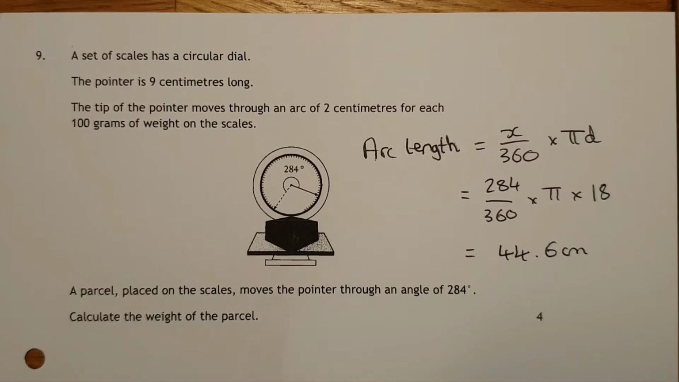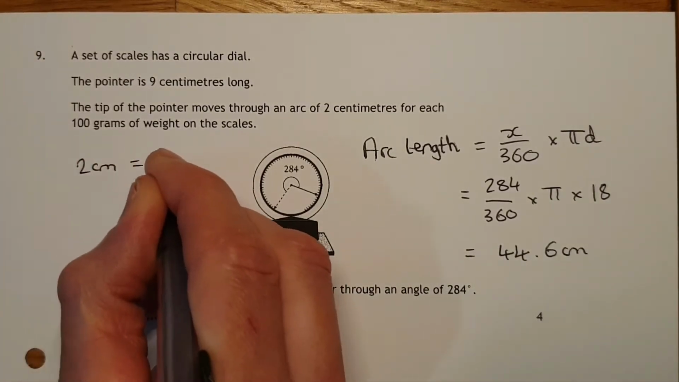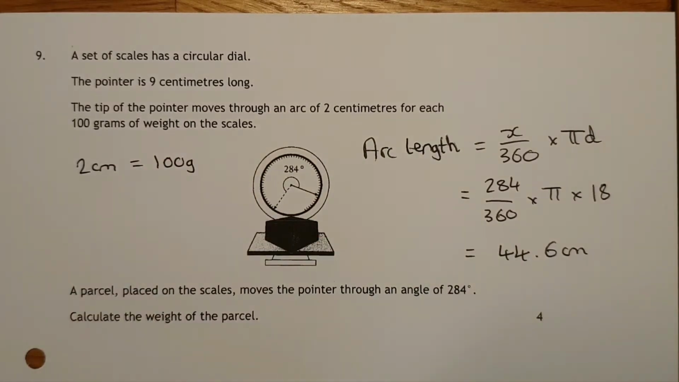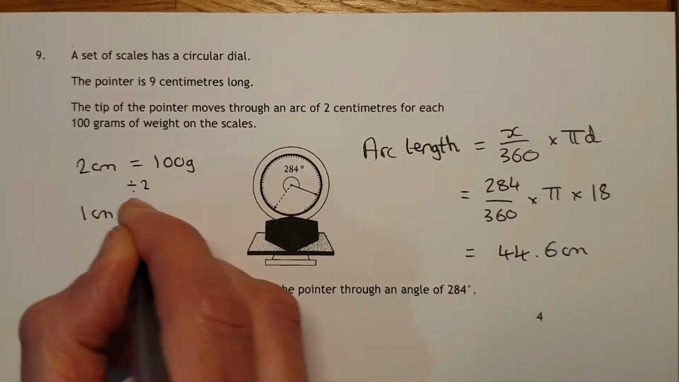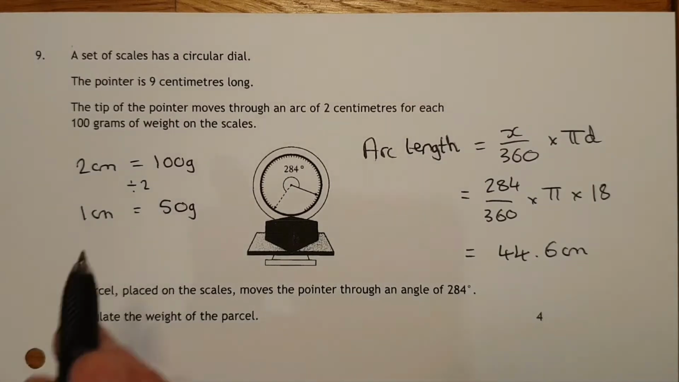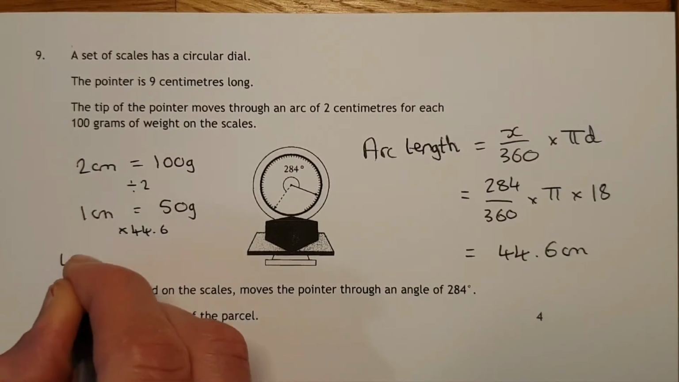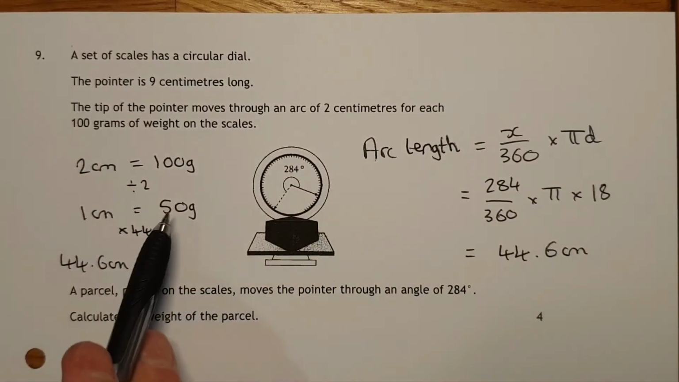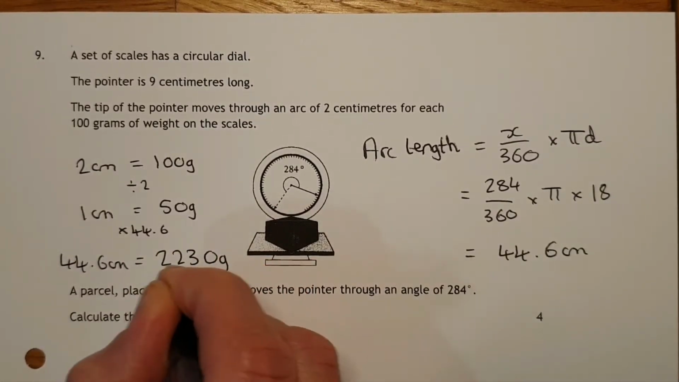Now what it tells us in the question here, for every 100 grams it moves 2 centimetres, and we've got 44.6 centimetres. So if you think of it this way, 2 centimetres movement would be 100 grams in weight. So divide that by 2, tells us that a 1 centimetre movement would be a 50 gram weight. Now we're after 44.6 centimetres movement, so we're just going to times by 44.6. So 44.6 centimetres equals 50 times 44.6, and that is 2,230 grams.